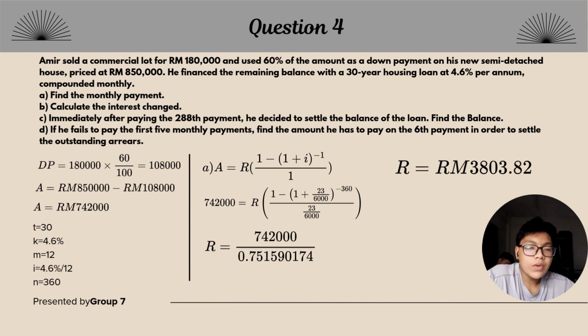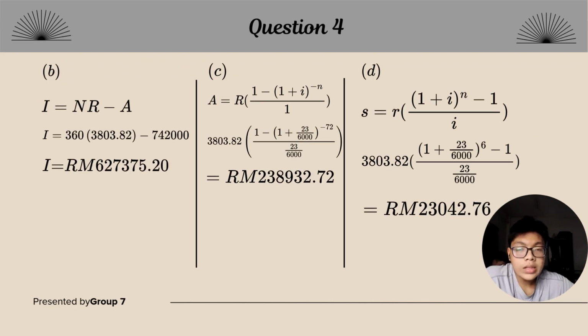So we use this formula and we put all the information into this formula. The formula is present value. So R equals to 742000 over 1.751590174. We calculate that into this answer, which is RM 3803.32.